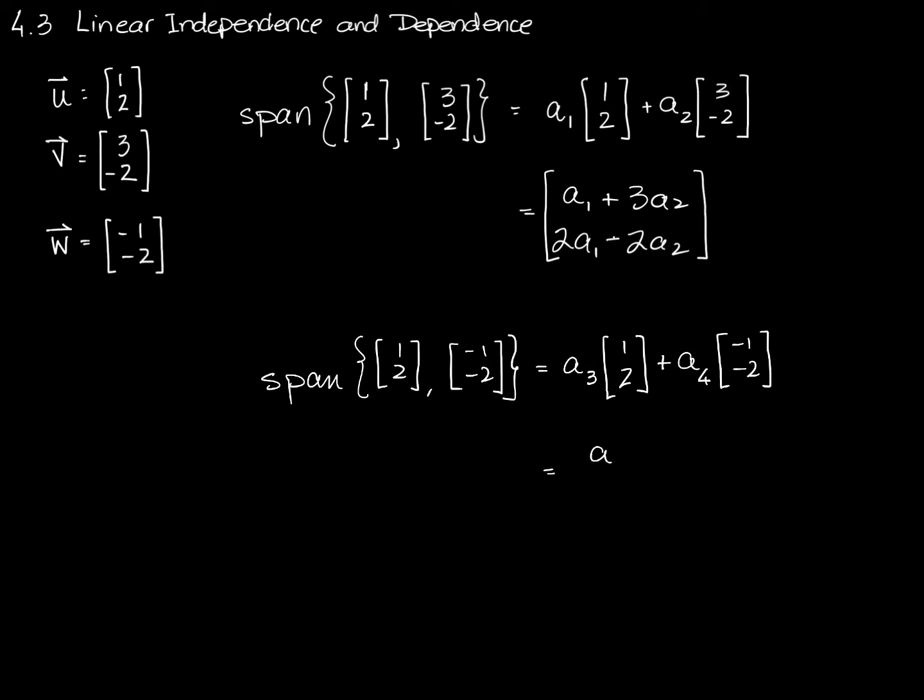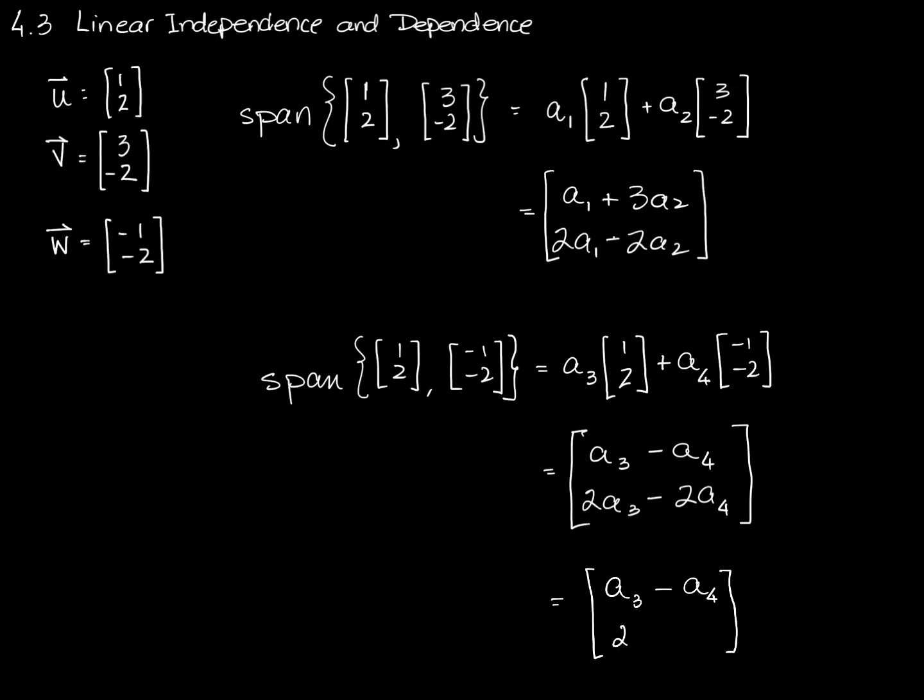And that gives me a3 minus a4 and 2a3 minus 2a4. So for a vector to be in the span of these two vectors, it has to take this form. But notice also that I can write the second component of that vector as 2 times (a3 minus a4). Right? These are real numbers, so all I've done here is factor out the 2.